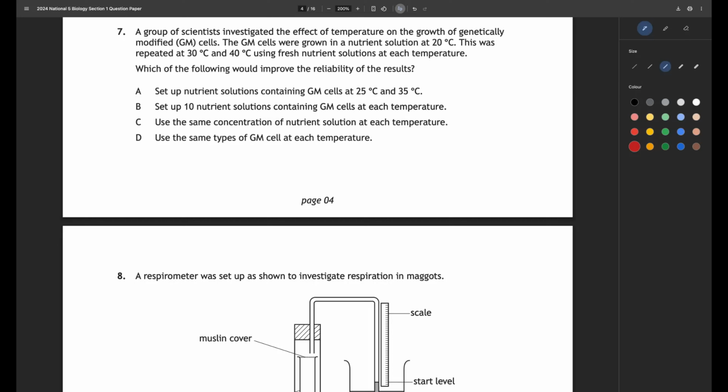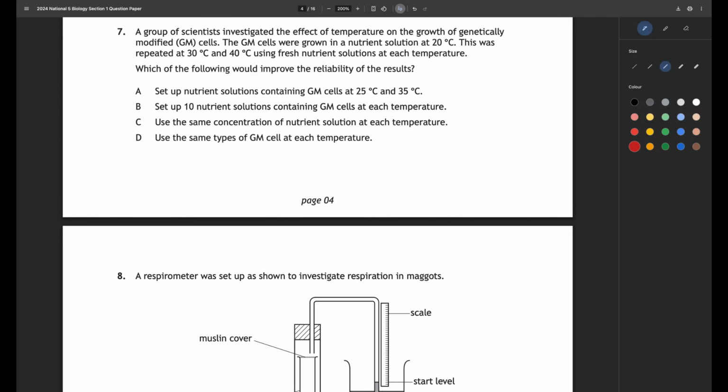So would we set up the nutrient solutions containing GM cells at 25 and 35 degrees? Well, all we're doing there is increasing the number of temperatures that we're using, not actually repeating the experiment more times at the temperatures we already had. So it's not going to be A.